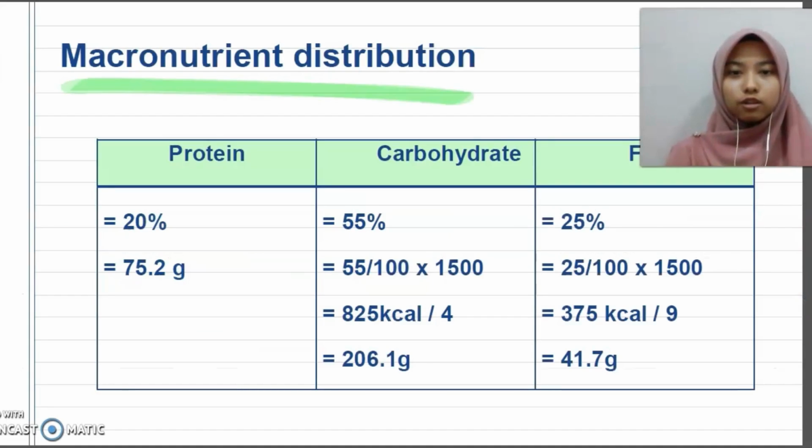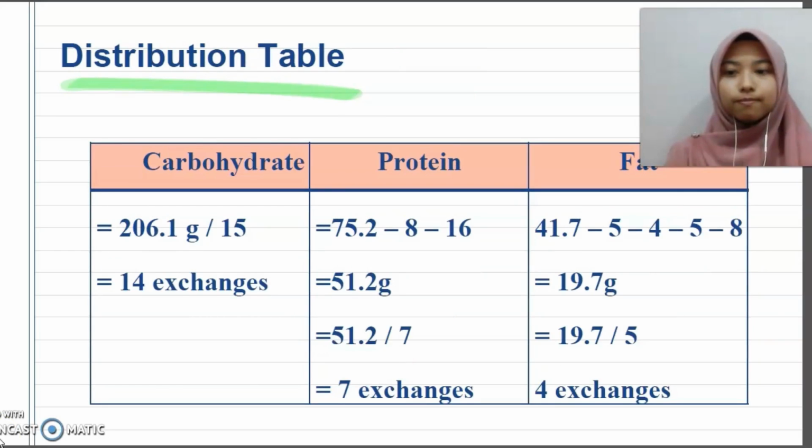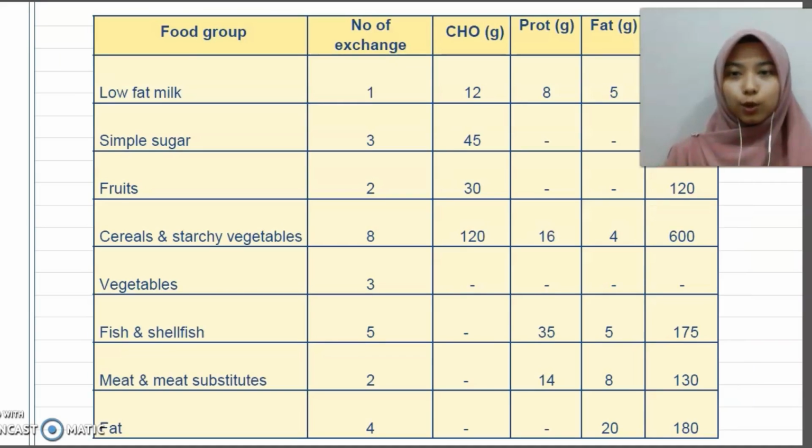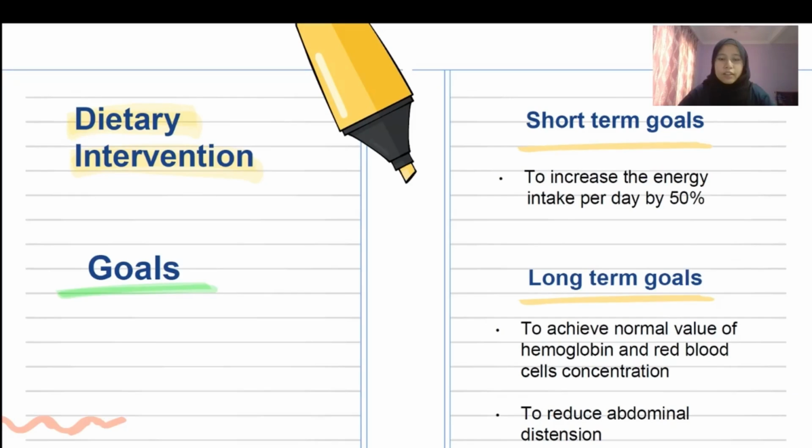For macronutrient distribution, we allocate 20% for protein, 55% for carbohydrate, and 25% for fat. With 7 exchange for protein, 14 exchange for carbohydrate, and 4 exchange for fat respectively. So, this table shows the distribution of exchange portion according to the food group. For the dietary intervention, our goals are divided into two.